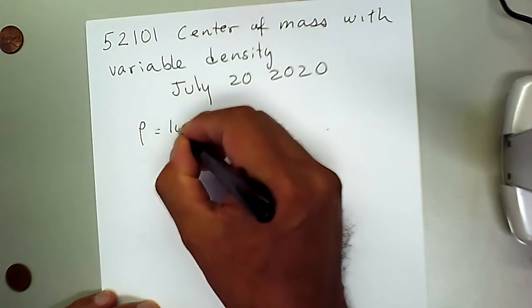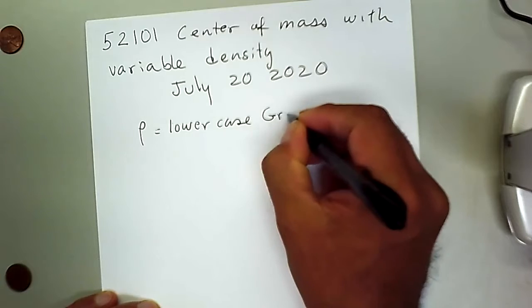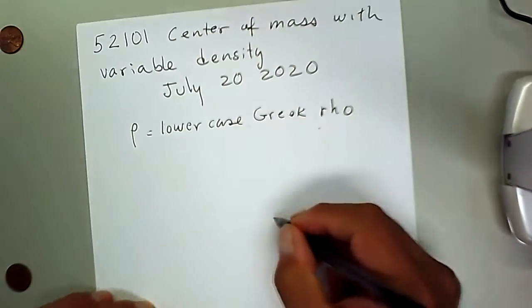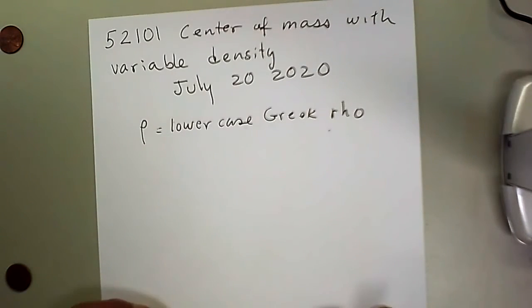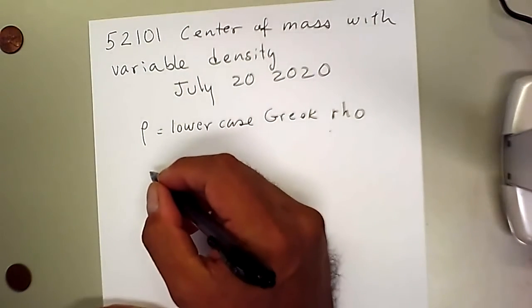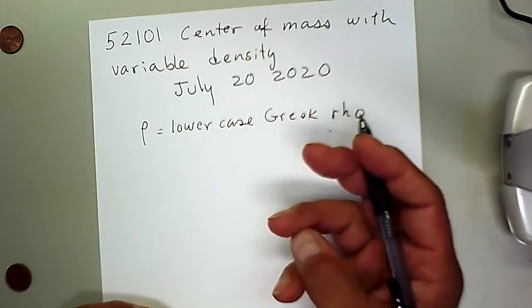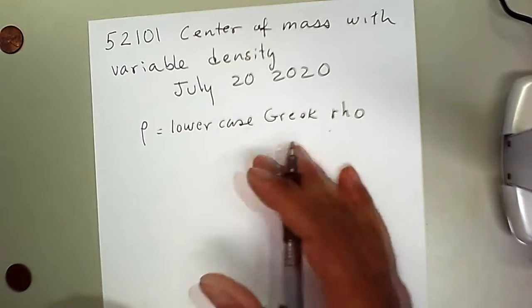So this is the lowercase Greek rho. And it denotes density. The density as in physics, how much mass there is per unit of either length, area, or volume. Right now we're going to do area.